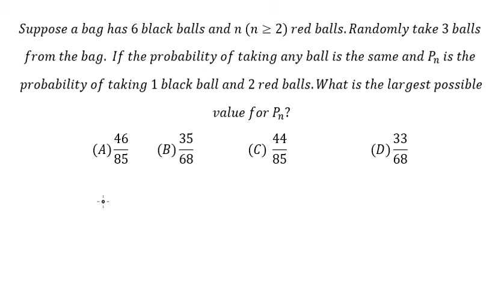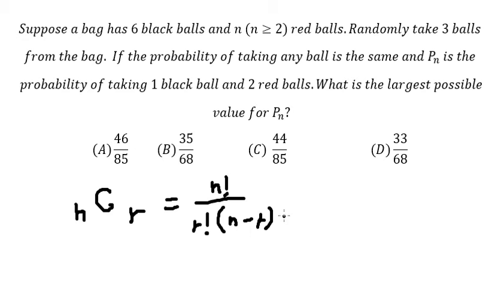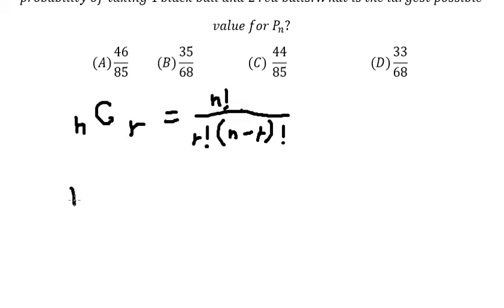The first thing I will put is nCr. So in here that is n factorial over r factorial, and we have (n minus r) factorial. That is the first one. And the second one, n factorial in here is 1 multiplied by 2, 3, and so on until n.